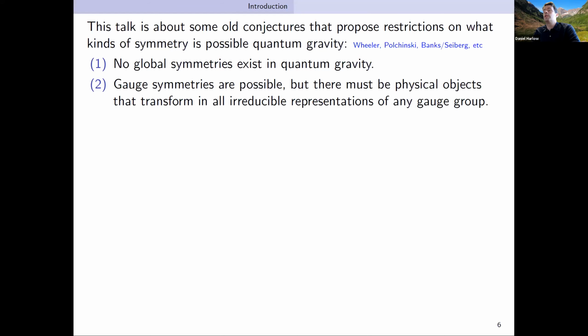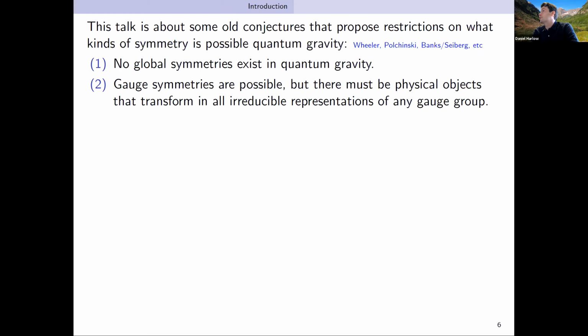Second conjecture: gauge symmetries are allowed, they're not ruled out. But if you have a gauge symmetry, then this conjecture says that there must be physical objects that transform in all irreducible representations of the gauge group. So for example, you can have a Maxwell field, which has a U(1) gauge symmetry. But if you do, then you need to have matter which is charged under it. So pure Maxwell theory would not be consistent. Pure Maxwell theory coupled to gravity would not be consistent with conjecture number 2.